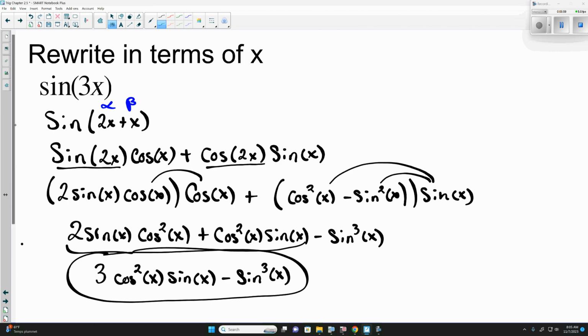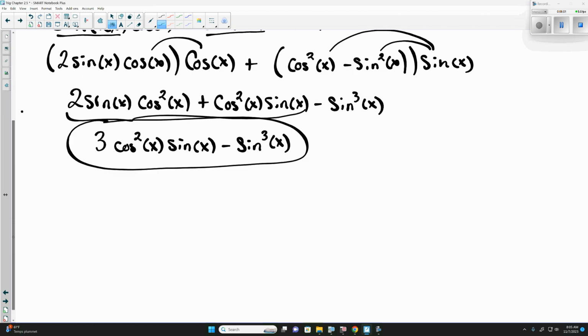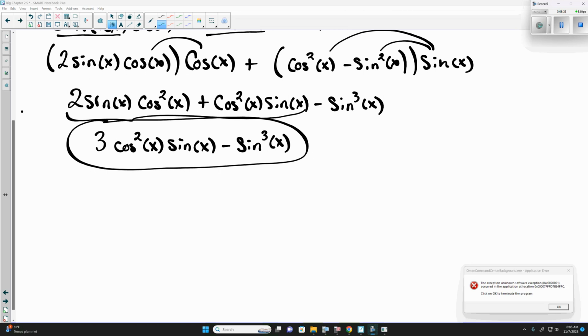Let's make sure. Rewrite in terms of x. We have this here. Now, some of them might give you a bit more information, like it wants it in terms of sine of x, and we do things a little different. So we do have this here, because if we wanted to, we could have rewritten this purely in terms of sine or purely in terms of cosine. But that's about it.